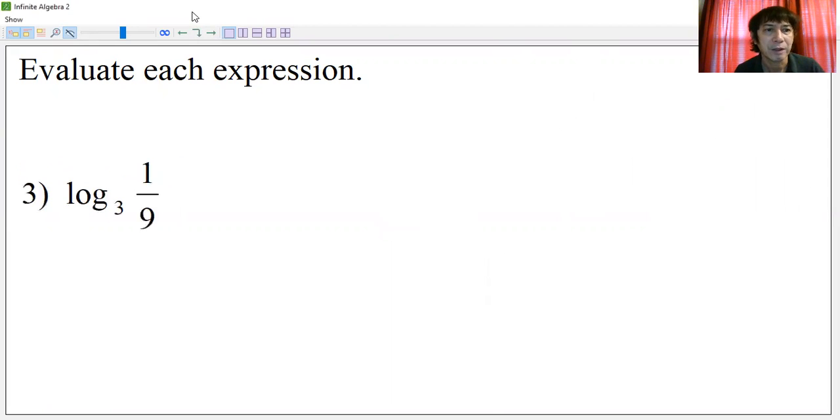Number 3. Okay, here is number 3. Logarithm of 1 over 9 base 3. We have here 1 over 9. That's the number, and our base is 3. But you can see the number 9. That's a power of 3. That's 3 squared. So you can actually write the solution this way. Logarithm of 1 over 9, you can express this as 1 over 3 squared, like that. That's the equivalent of the 9.